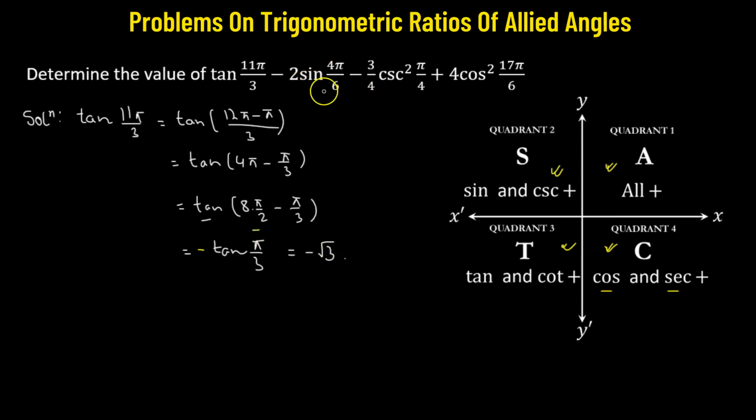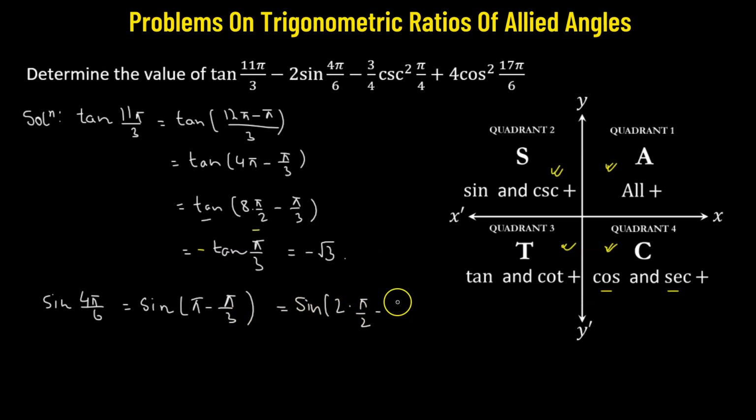Now, using the same technique, we'll try to find out the value of sine 4 pi over 6. So let's do that. Sine 4 pi over 6 will be equal to, we can express it as sine of pi minus pi over 3, or simply sine of 2 times pi over 2 minus pi over 3. So here we also have an even multiple of pi over 2. So sine is going to remain as sine. So we're going to have sine pi over 3.